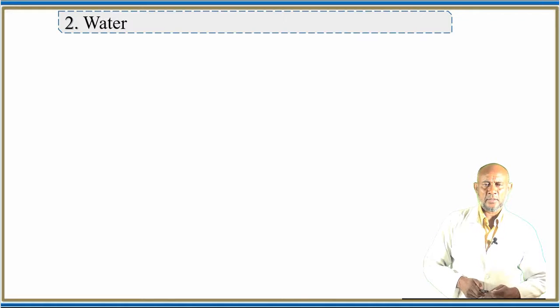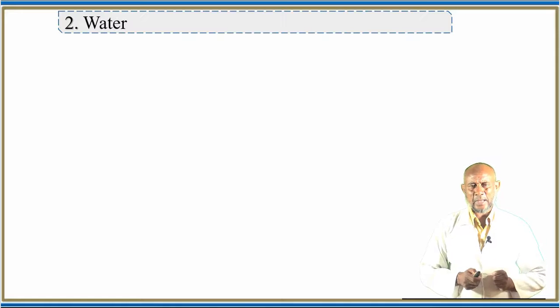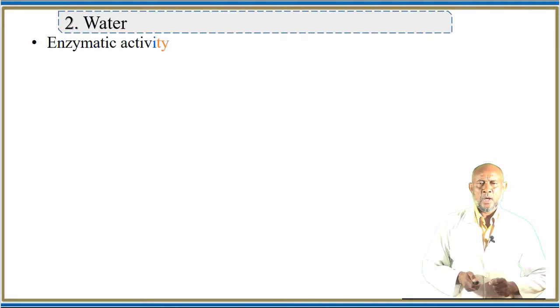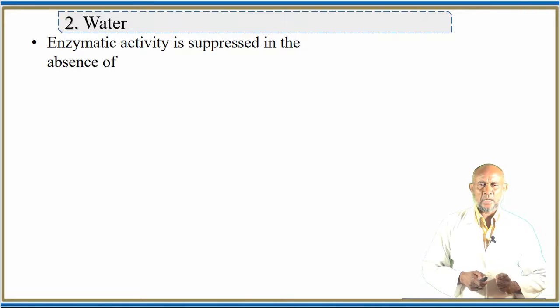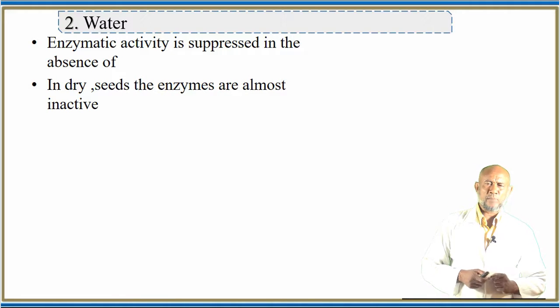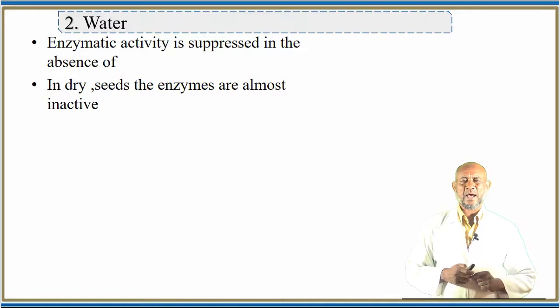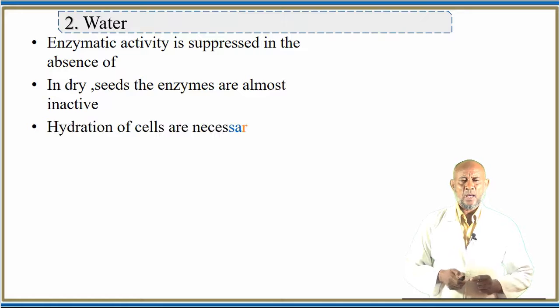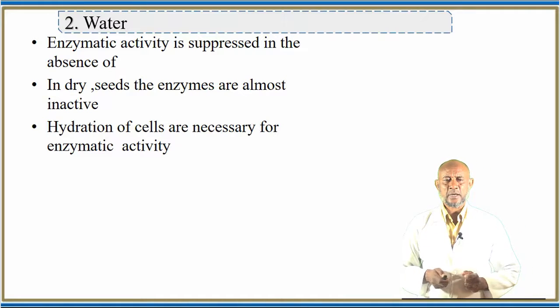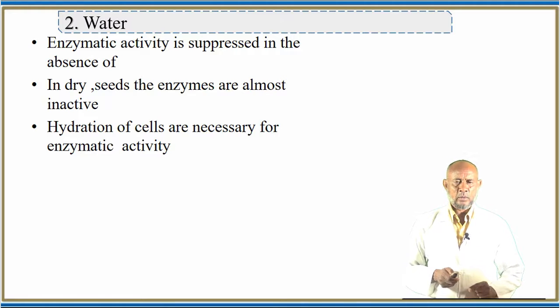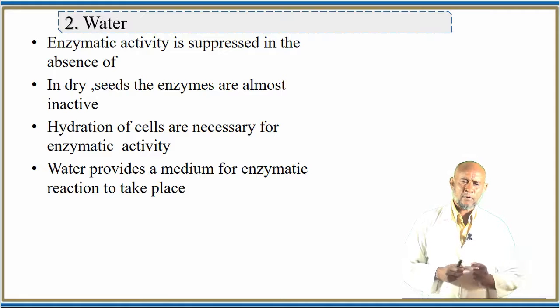The second factor that is affecting the enzymatic activity is said to be water. Water is one of the most important substances in which most of the chemical activities are occurring. Enzymatic activity is suppressed in the absence of water and in dry, say for example, seeds. The enzymes are almost inactive. Hydration of cells is necessary for enzymatic activity. Water provides a medium for enzymatic reactions to take place.